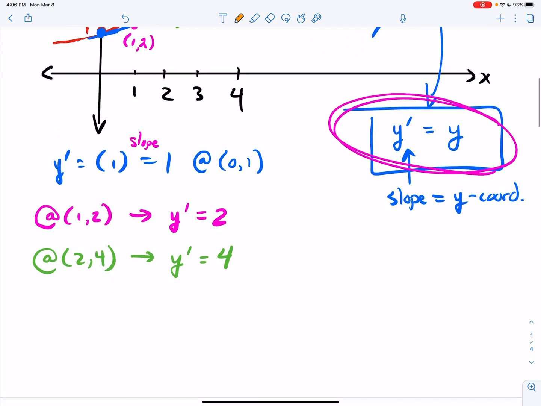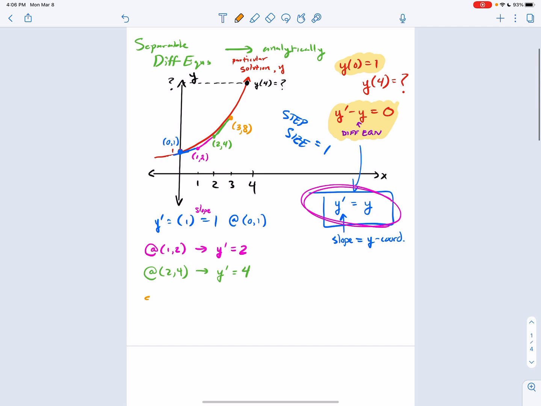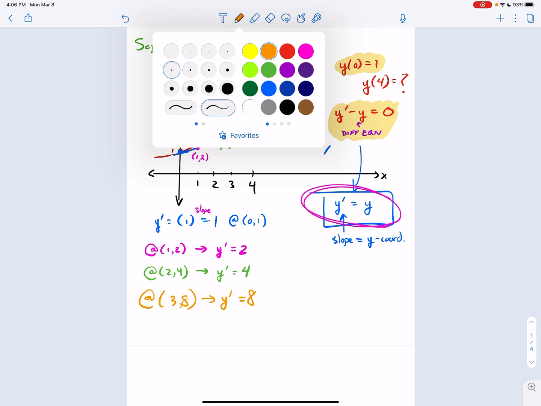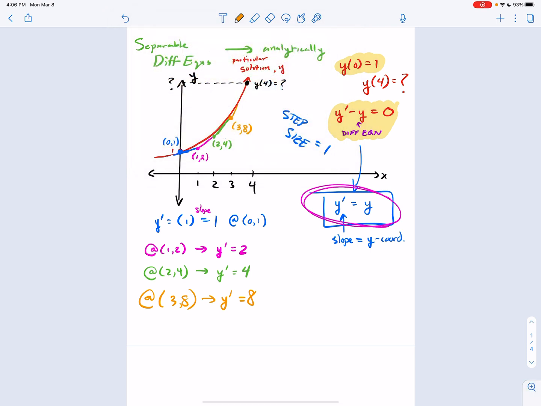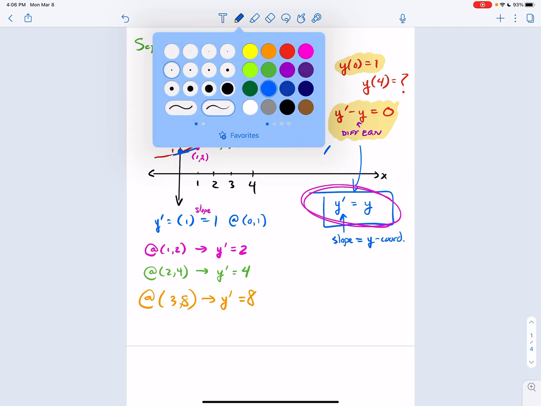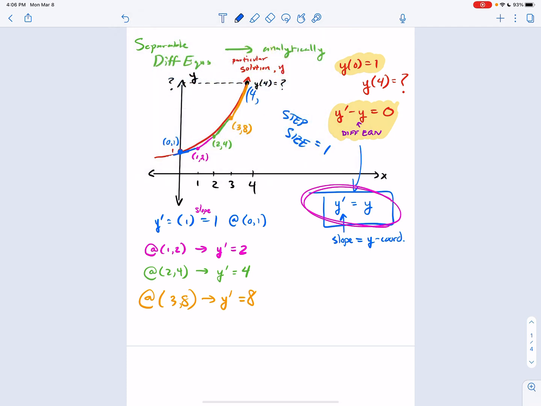Okay, and what I'm going to do here at 3, 8, I'm going to go ahead and find the slope, which would be 8. Okay, so that means my slope is going to be steeper. I rise 8 and I run 1, and I eventually will stop at this 4 here. And that 4 is going to be 4, comma, if I rise 8 units, I'll be at 16. So the approximation here for y of 4 is going to be 16.